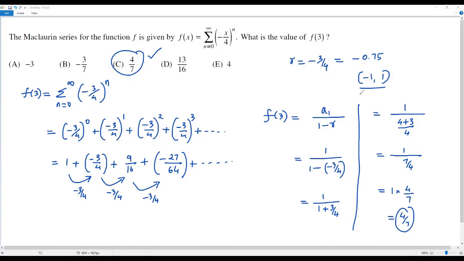When we evaluate the value of an infinite geometric series, the value we get for the common ratio must be between negative 1 and positive 1. Then only will the sum of the infinite geometric series exist. In case the value of r is out of this interval, then the sum of the infinite geometric series will not exist, so the series will diverge. But in this case, the series converges to 4 over 7 because the value of r is between negative 1 and positive 1.